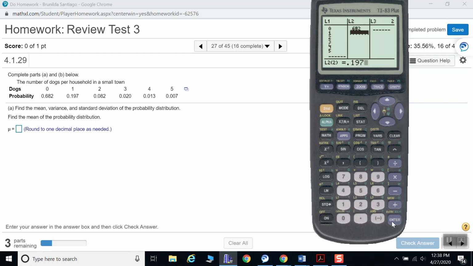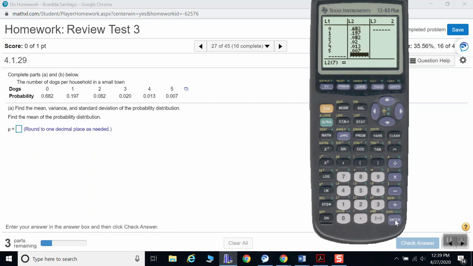0.197. Enter. 0.082. 0.020, 0.013, and 0.007.